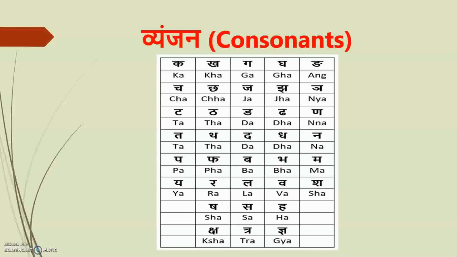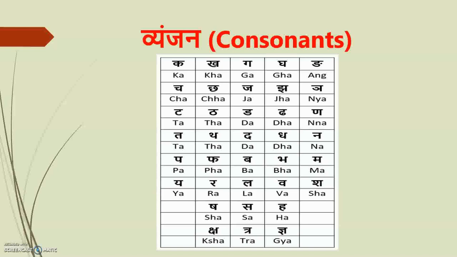So let's repeat. The first one is y. Then we have r. Then is l. Then is v. And then is sh. So in the sixth row, we have y, then r, then l, then v, and then the last one is sh.